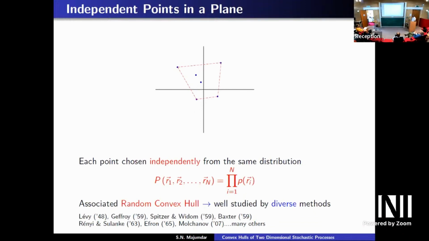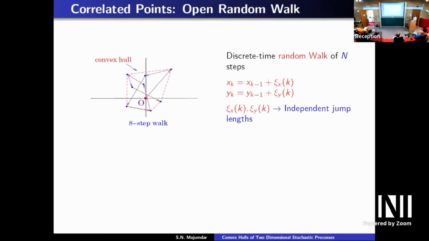Okay. Now the problem that I'm interested in here, and I'll come to the motivation in a minute, is when these points are not independent, but correlated. In that case, there is essentially no general method to solve this problem. The simplest example of correlated points is a random walk. So imagine that you have a random walk in 2 dimensions. It starts from the origin. It's occurring in discrete time, but eventually I'll take the continuous time limit.